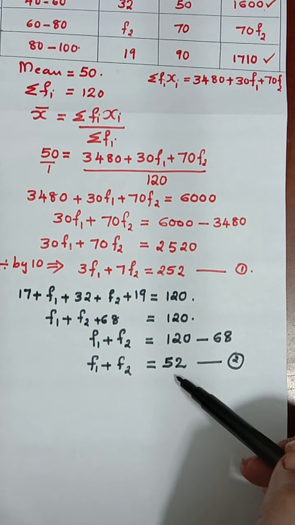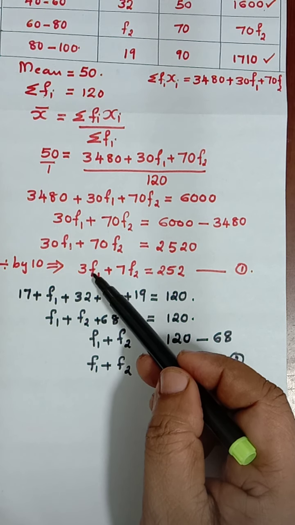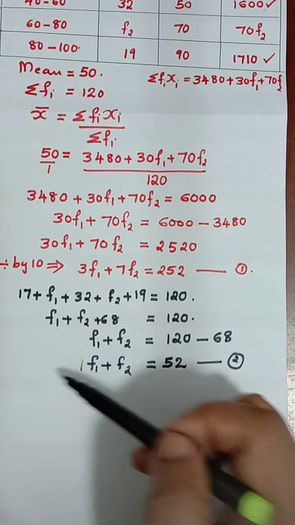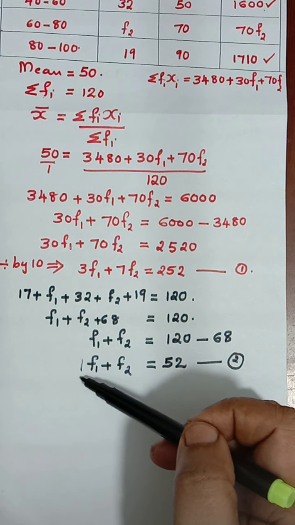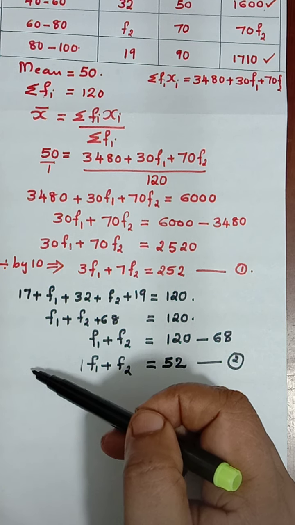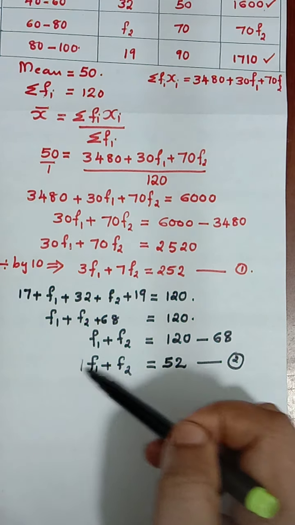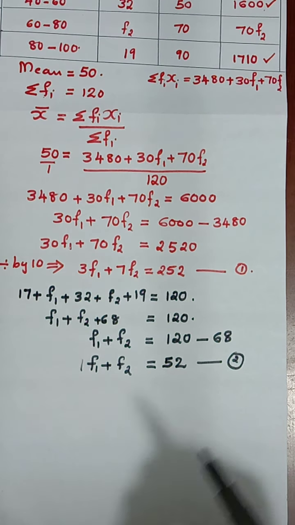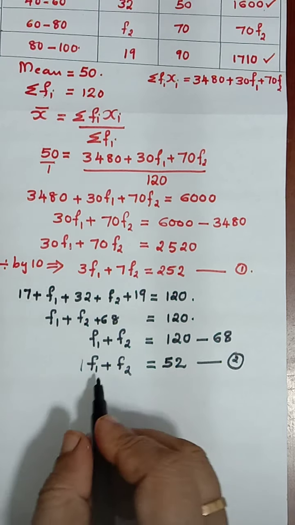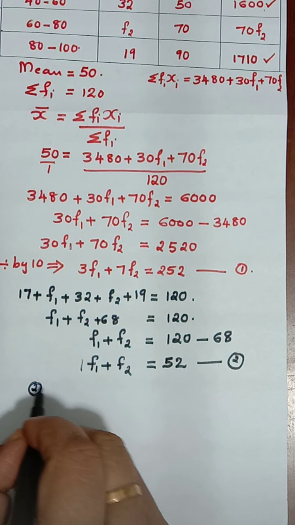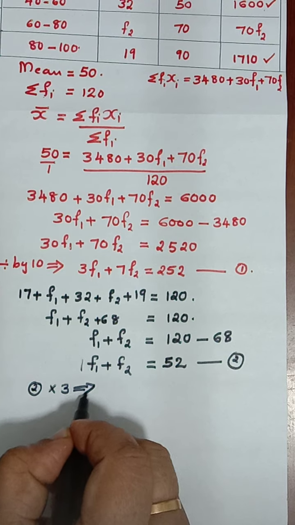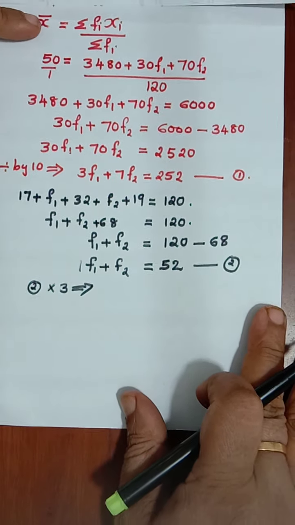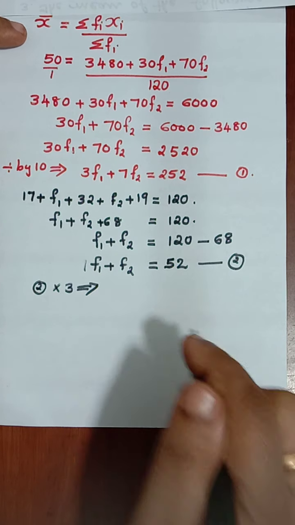Just match the first equation with the second. Here the coefficient of F1 is 3. Here the coefficient of F1 is 1 only. So we can change 1 to 3 only by multiplication by 3 throughout. The second equation should be multiplied by 3. I think elimination is better. You can choose any method, elimination or substitution. Here the second equation I am going to multiply by 3, so that I will be changing this equation. So the coefficients will be changed, that is into 3.